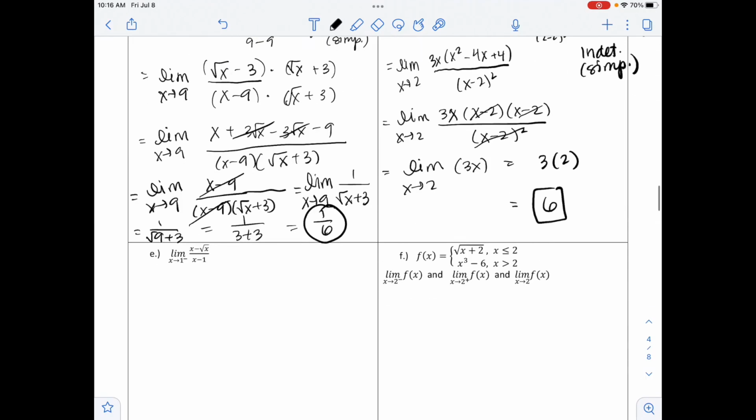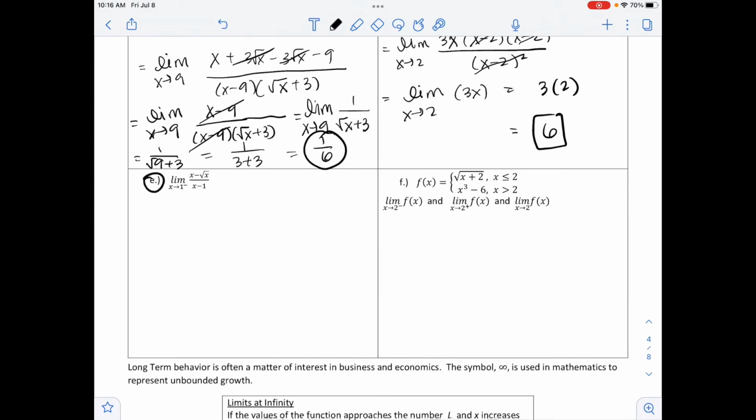So we have 2 more examples that are dealing with these that I'm going to go ahead and circle. So circle E and F, and we'll look at both of these together in class.